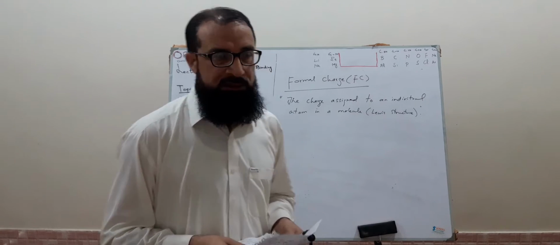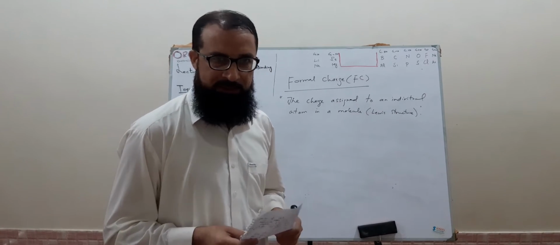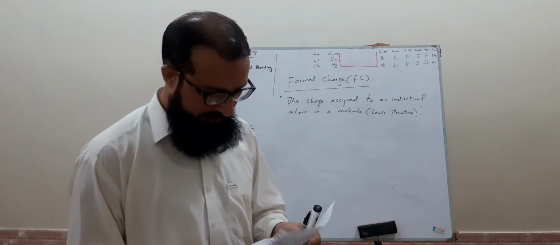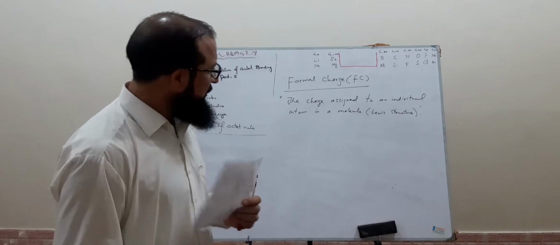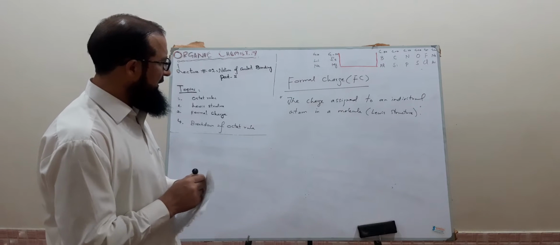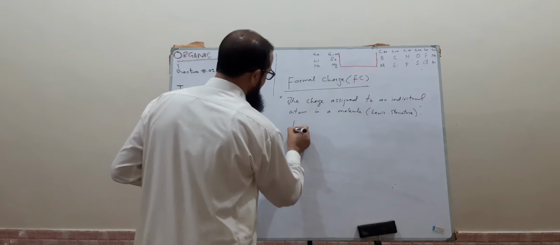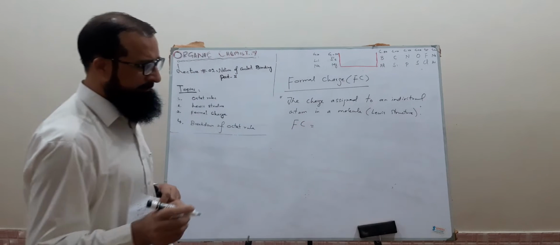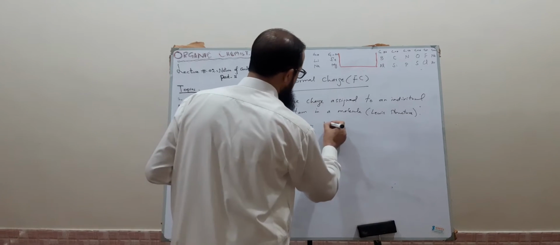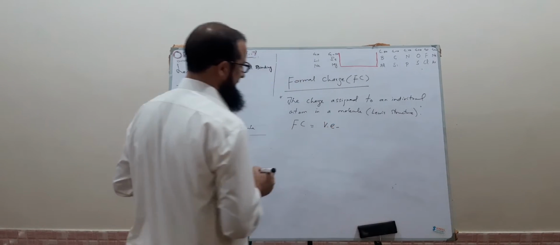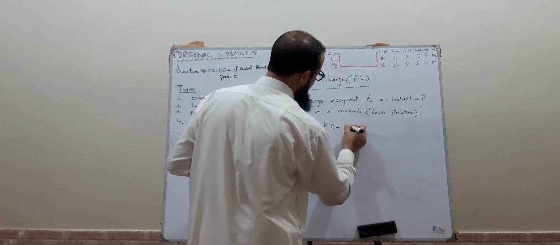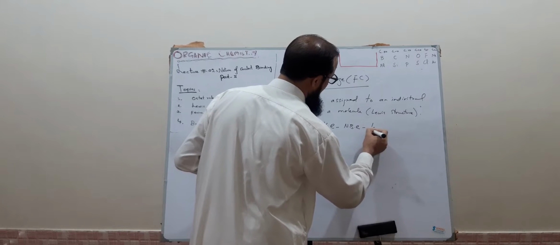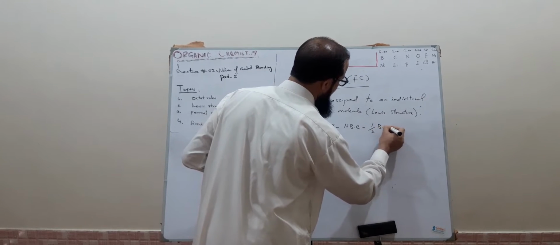Structure. Which structure is more stable? So it can also be decided on the basis of the formal charge. So how can we calculate the formal charge? There is a formula by which formal charge can be calculated: valence electrons minus non-bonding electrons minus half of the bonding electrons.